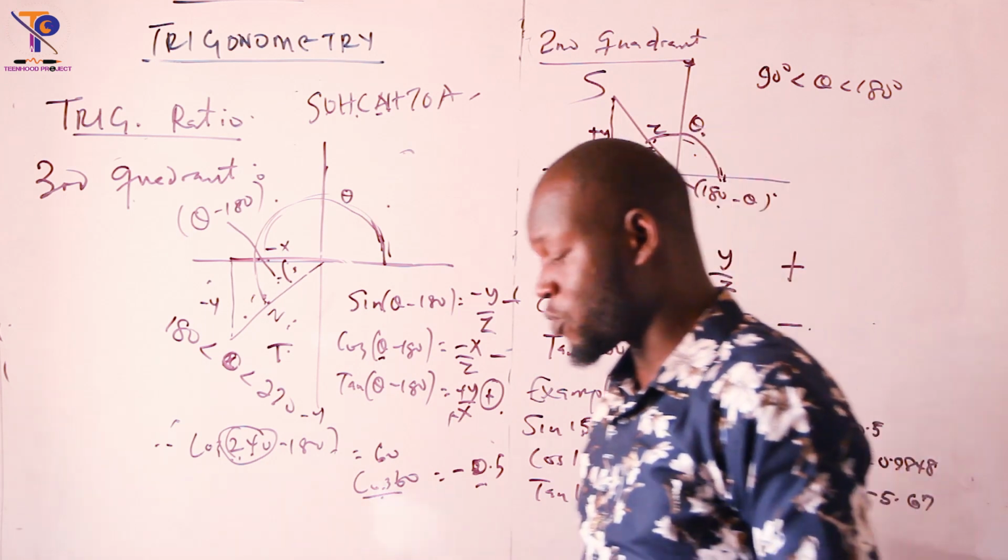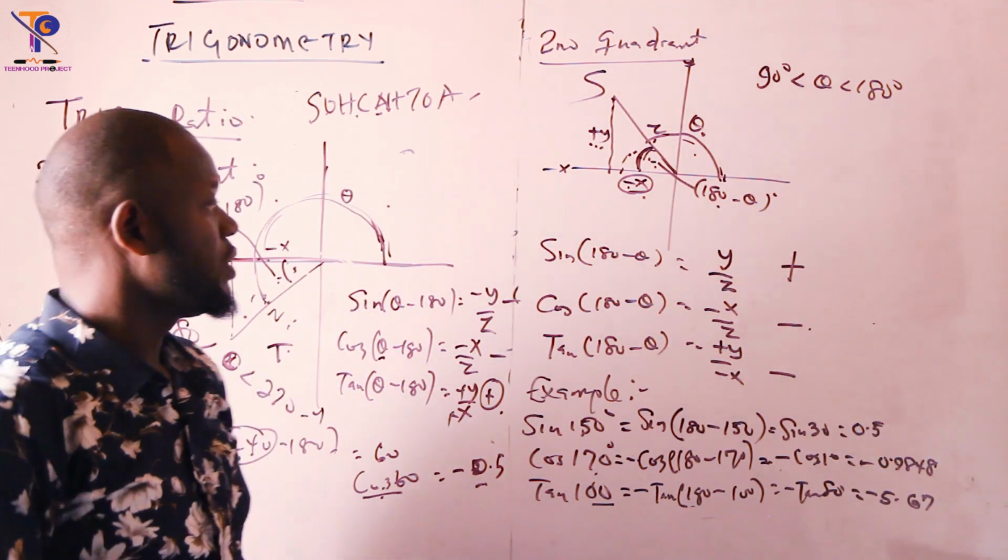So let's move to the fourth quadrant, then we can check a few examples.